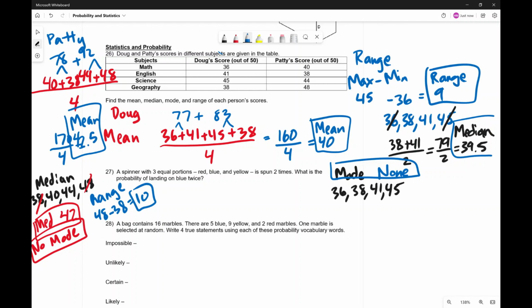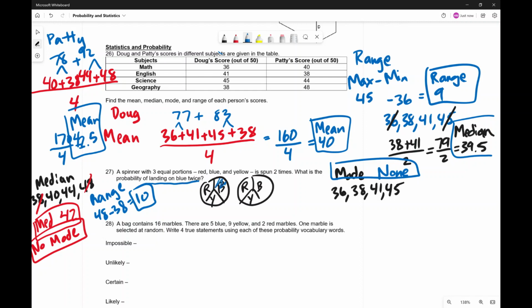Question 27. A spinner with 3 equal portions, red, blue, and yellow, is spun 2 times. What is the probability of landing on blue twice? So let's draw 2 spinners because it's spun twice, and in each of these spinners there are 3 colors: red, blue, and yellow. And specifically we're looking at landing on blue twice.